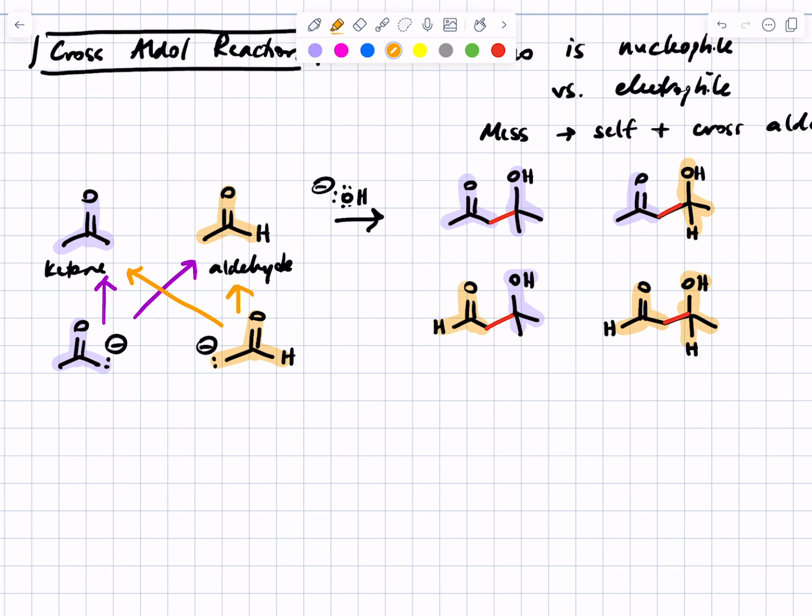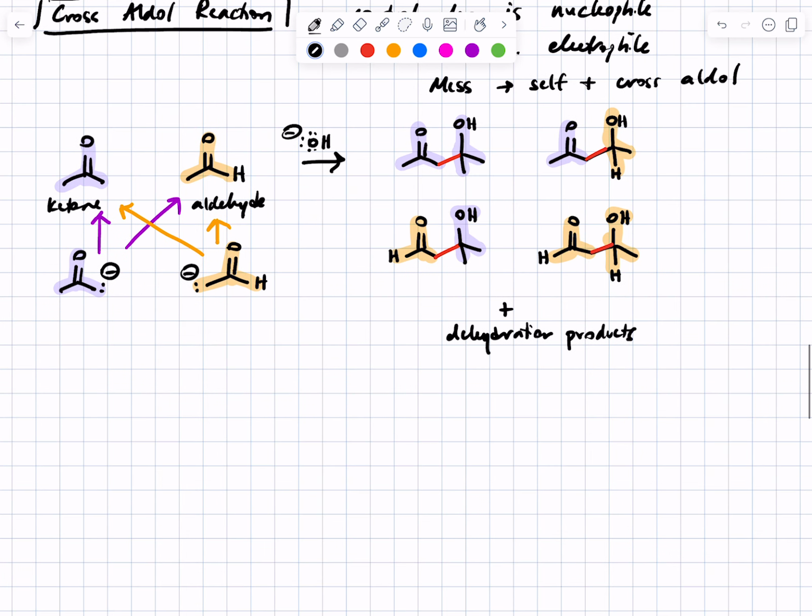So you can see the problem, all the combinations. And that's not to even also say plus the dehydration products, and there would be 4 more of those. Okay, so the crossed aldol is kind of a mess unless you try to take control over who the nucleophile is and who the electrophile is. So I'm now going to give you just a few ways that you can take control of who the electrophile is versus who the nucleophile is.